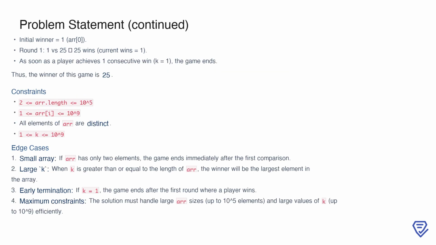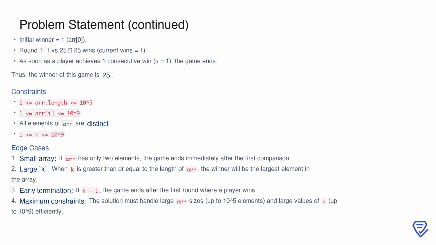In the third example, the input array is 1, 25, 35, 42, 68, 70, and k is set to 1. As always, the game begins with the first element, 1, as the initial winner. In the first round, 1 competes against 25. Since 25 is larger, it becomes the new winner, and its consecutive win count is set to 1. Since k is 1, the game ends immediately when any player wins a single round. Thus, the winner of the game in this case is 25. This example demonstrates how the game concludes early when k is minimal.